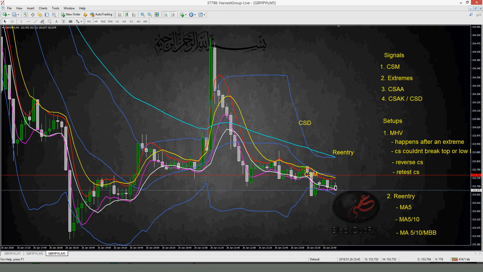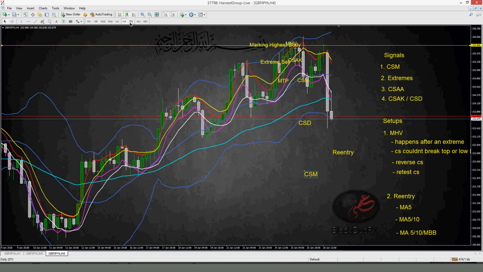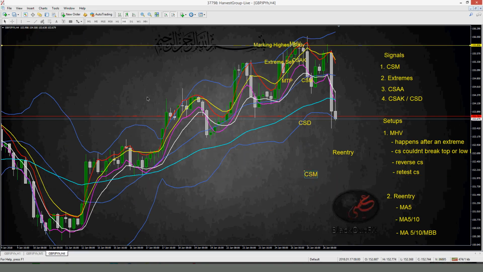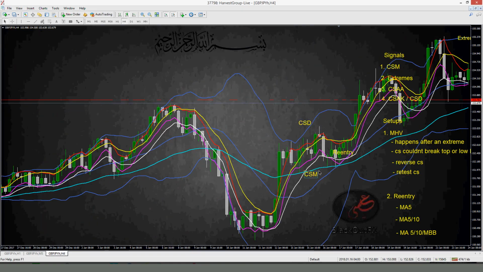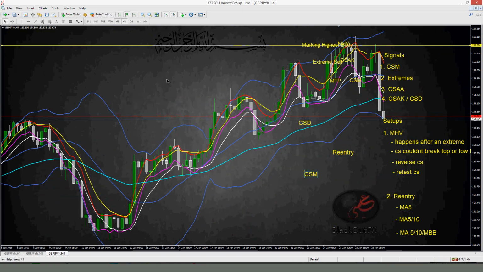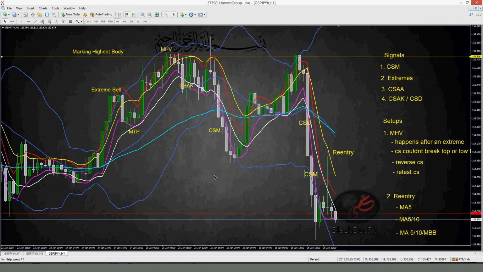So I would highly suggest that you entry at the third TF and make sure that there's a candlestick direction at that time frame. Okay, so that's the signals and setups available for us for today. I hope that is really helpful for you guys.